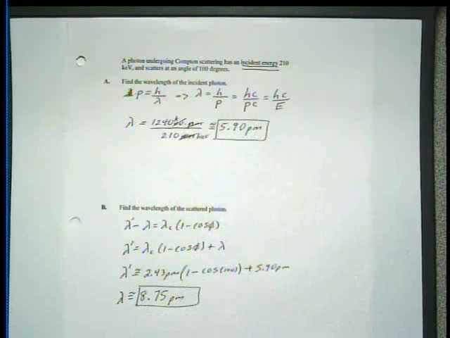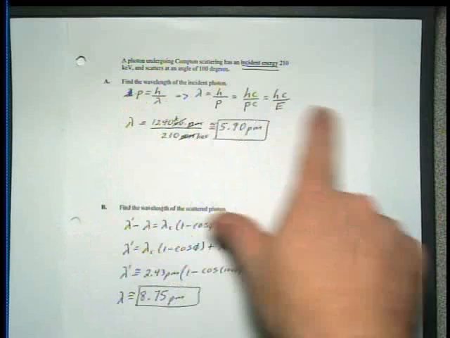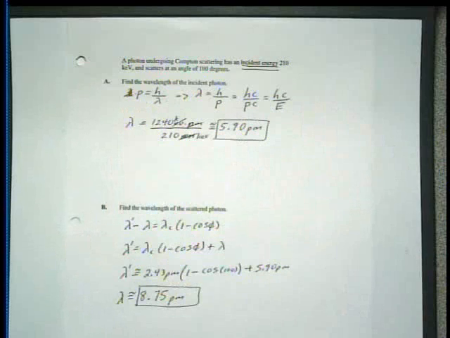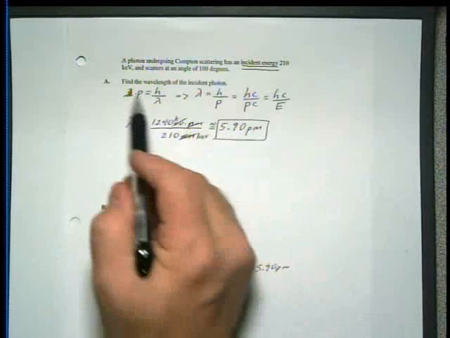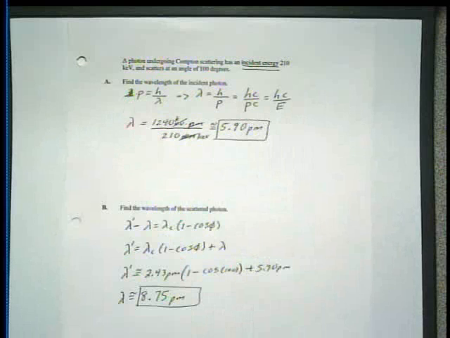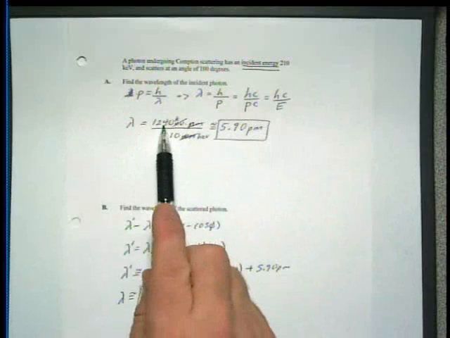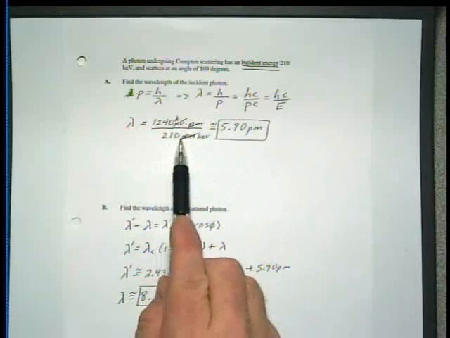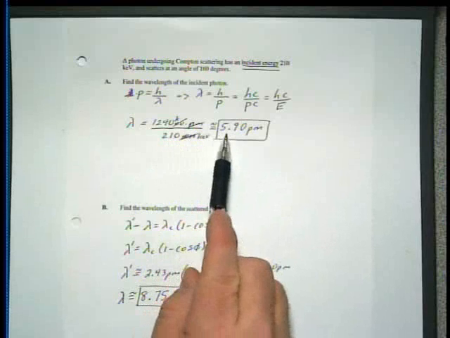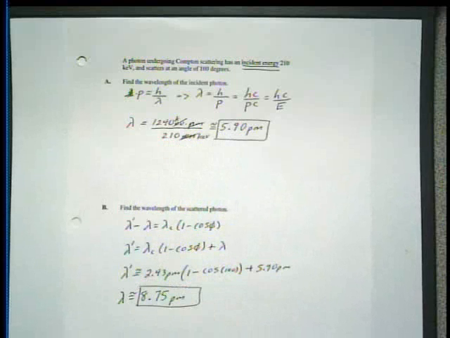You could have gone there directly if you didn't go through here. I went the long way around. Obviously, E is hc over lambda would have been the quick way to do it. All right. So this is certainly the long way around, but hey, work. 1240 keV picometers. You were told it was 210 keV. So it's about 5.9 picometers.